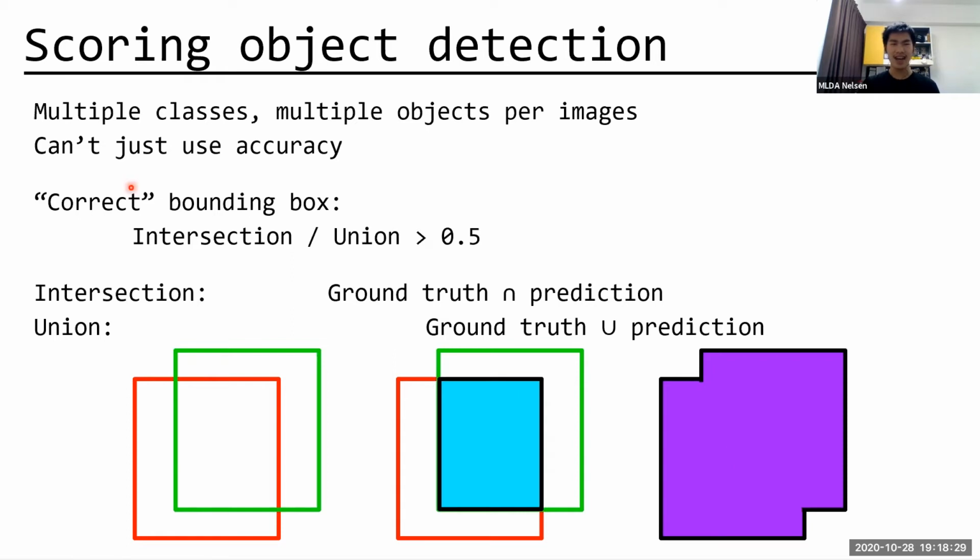And here I mentioned that a correct bounding box, for example, is intersection over union greater than 0.5. And most of the time we try to have a threshold for object detection, and later on we will discuss this in terms of coding it.